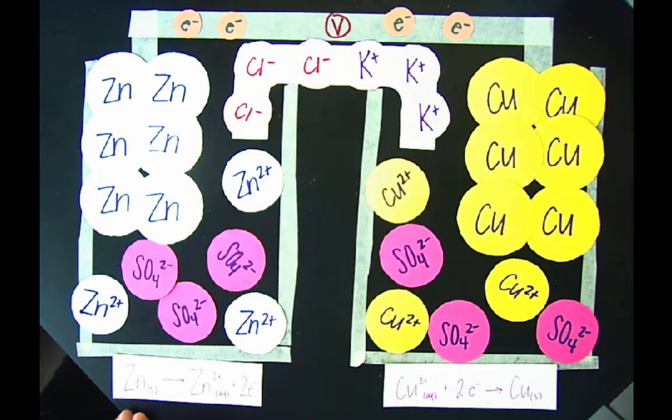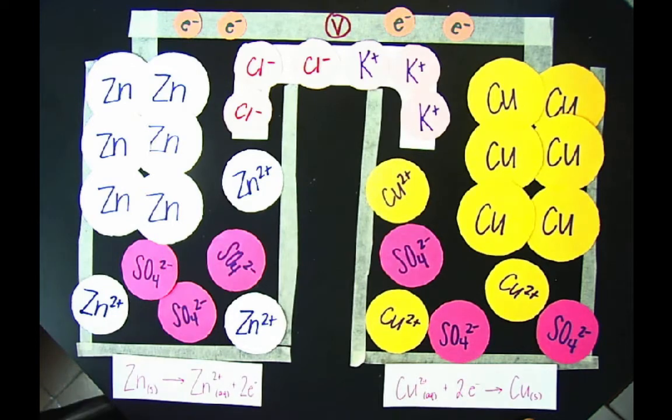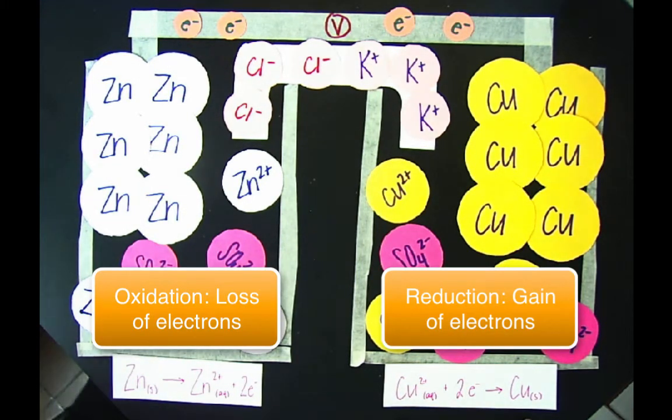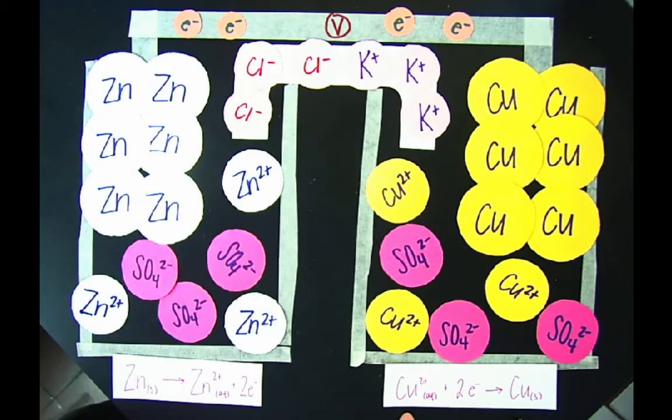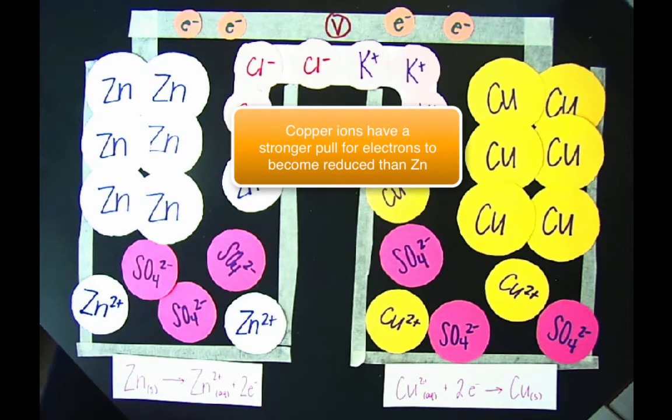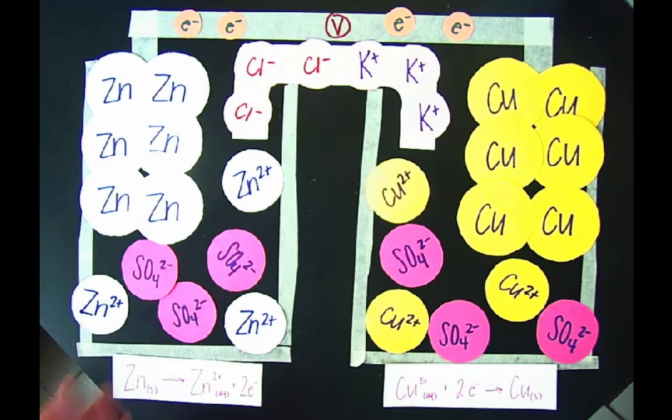Zinc is being oxidized to zinc 2 plus. Cu2 plus is being reduced to solid copper. I gave you these half reactions already, so we know that zinc is undergoing oxidation and copper is undergoing reduction. The reason we know that is because of what are called standard reduction potentials. In order to make this entire reaction spontaneous, copper 2 plus has to be the one that's being reduced, and zinc has to be the one that is being oxidized.